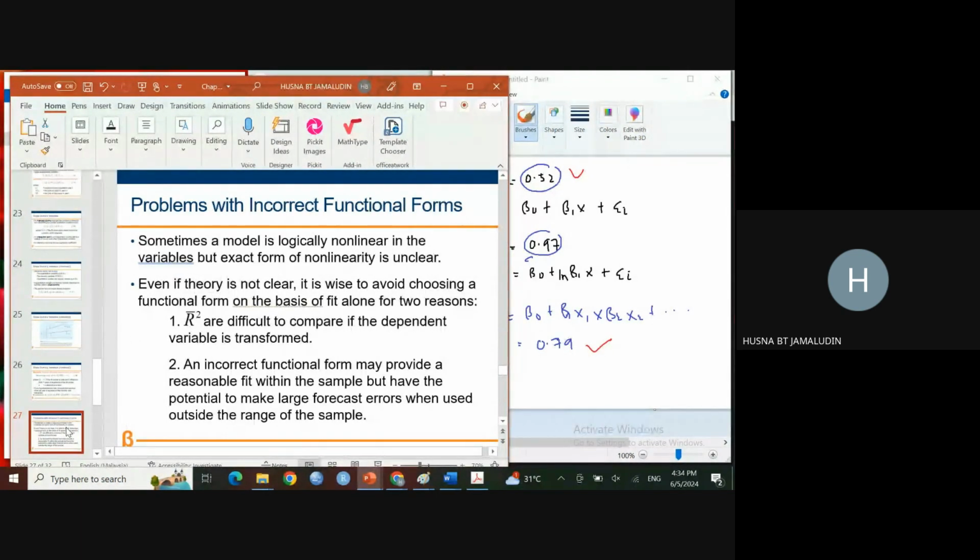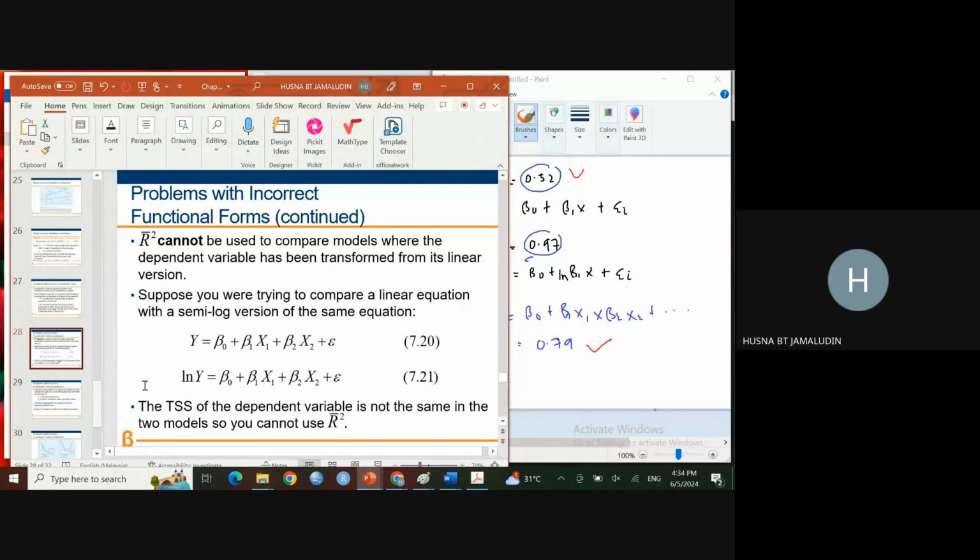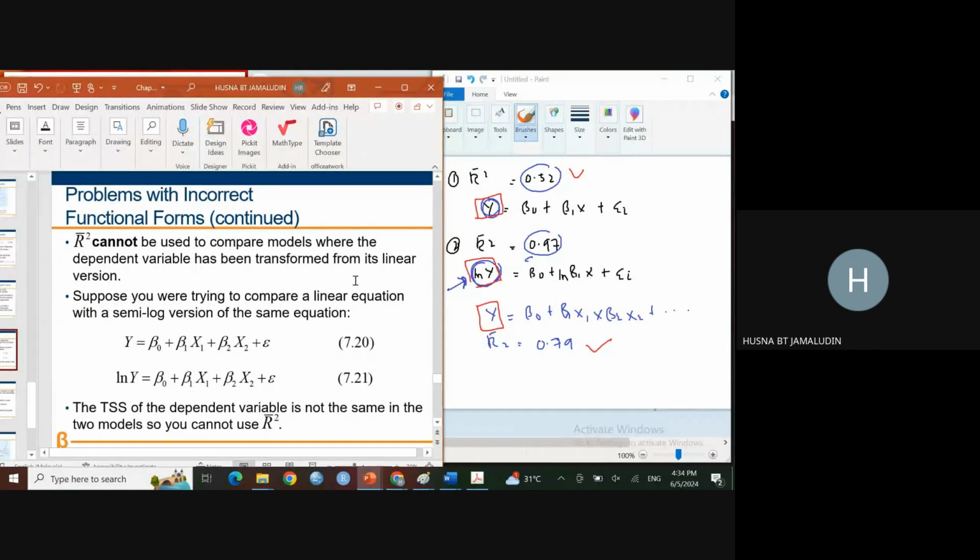Okay. So next, this is the same point, but I just want to show the example. R bar square cannot be used to compare models, as I have written here, where the dependent variable has been transformed from linear to a different version, right? Remember, you cannot compare different dependent variables, different functions of the dependent variable. Suppose you were trying to compare a linear equation with semi-log. You cannot. The first one is linear, the second one is ln-log, the second one is log-ln.